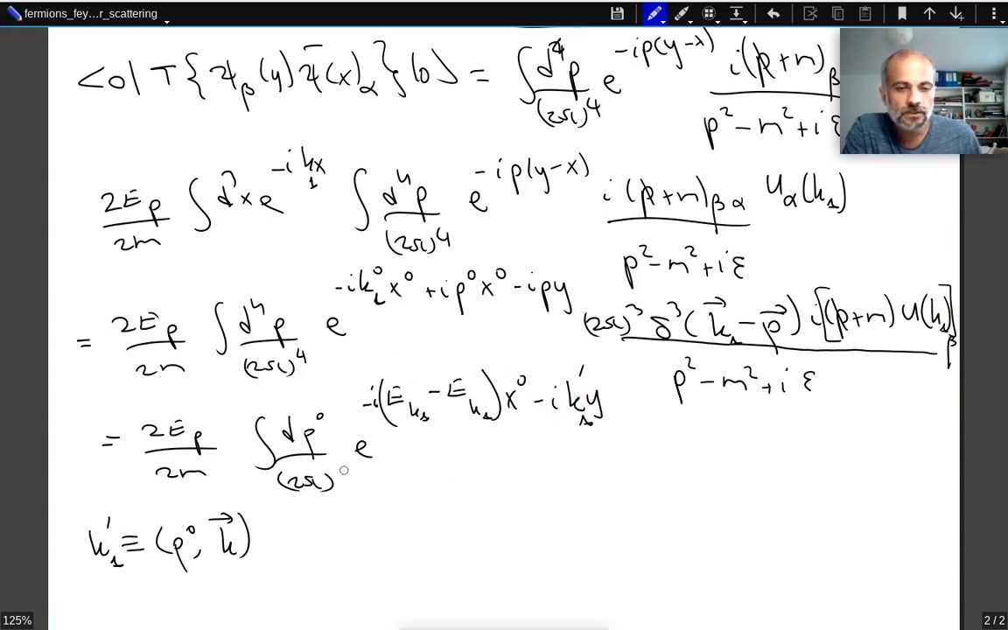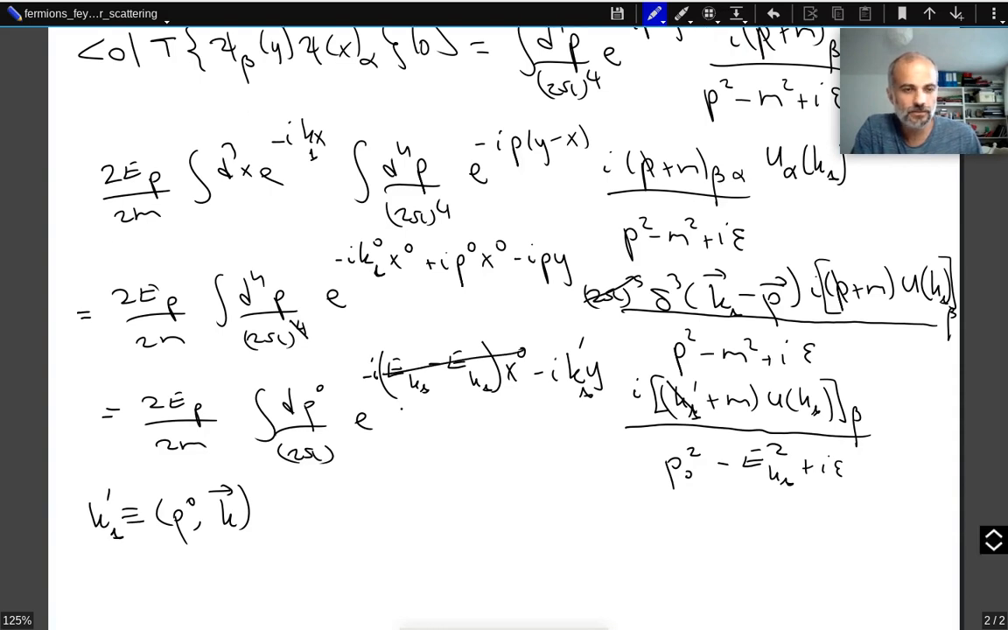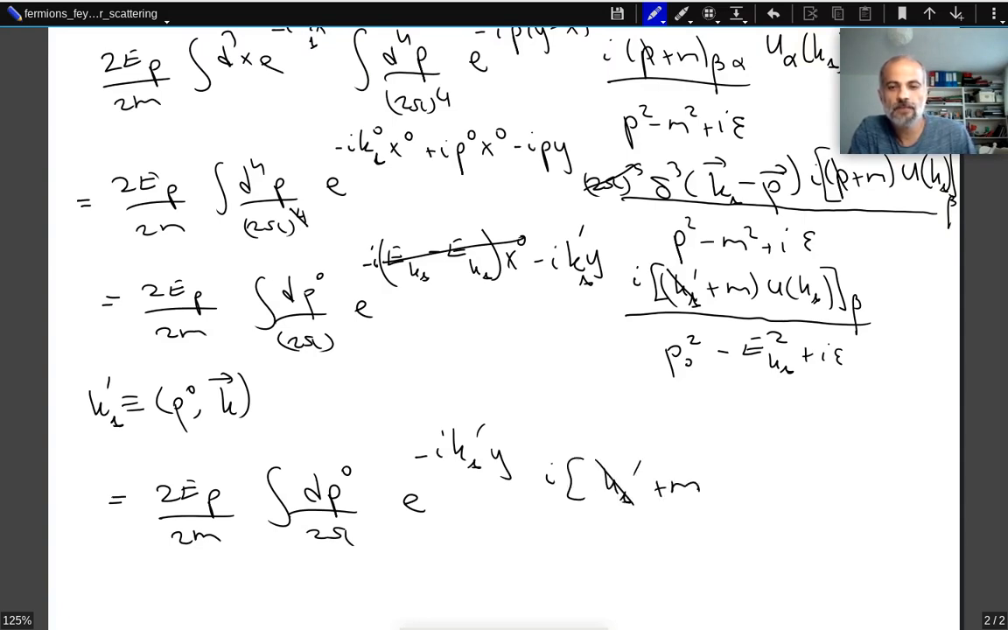So now this is just a single factor. This (2 pi)^3 cancels the three of these. I took the Dirac delta already, and then here I have i k1 prime slash plus m, u of k1, the beta component, divided by p0 squared minus E_k1 squared plus i epsilon. Now this is also squared, so there's no contribution there. So this is equal to twice Ep divided by 2m, dp0 divided by 2 pi, e to the power minus i k1 prime y, i k1 prime slash plus m, u of k1, the beta component, divided by p0 squared minus E of k1 squared plus i epsilon.